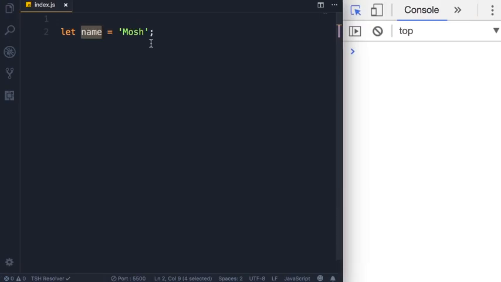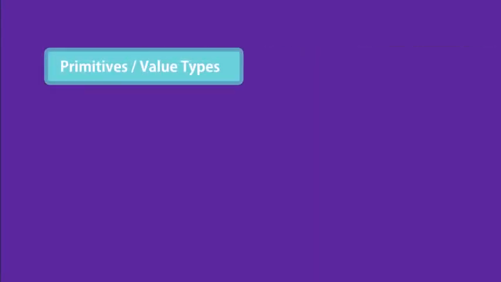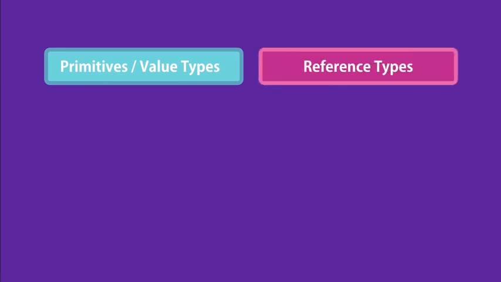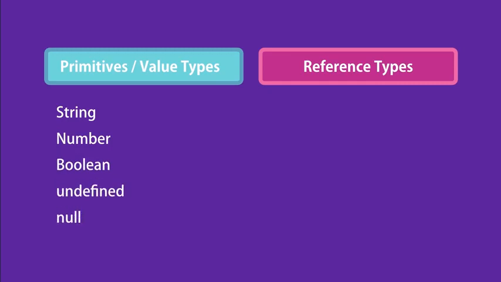So you have learned how to declare and initialize a variable. Now you might be wondering, what are the kind of values that we can assign to a variable? Well, you have seen strings, but we have more types. Basically, in JavaScript, we have two categories of types. On one side, we have primitives, also called value types. On the other side, we have reference types. In this lecture, we're going to focus on primitives, and you're going to learn about reference types later in the course. Now, in the category of primitives, we have strings, numbers, booleans, undefined, and null.